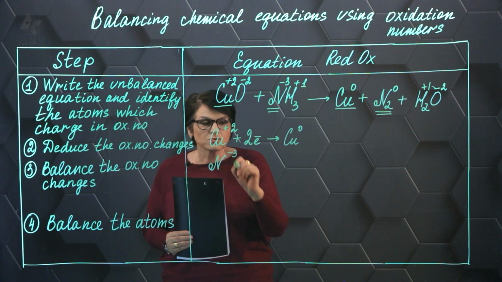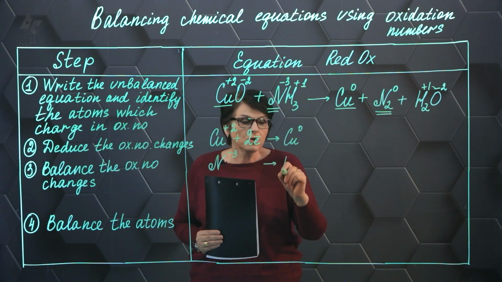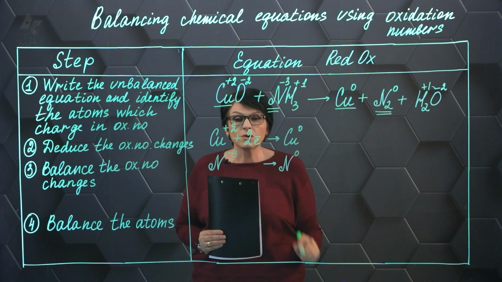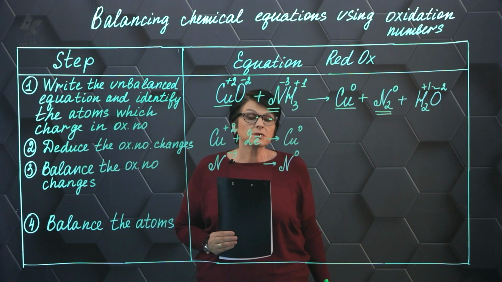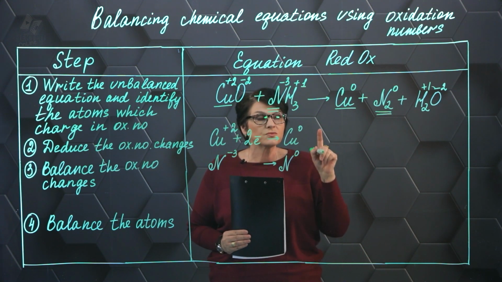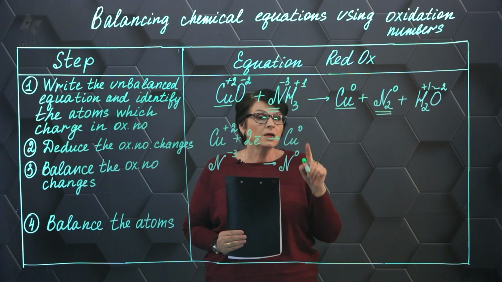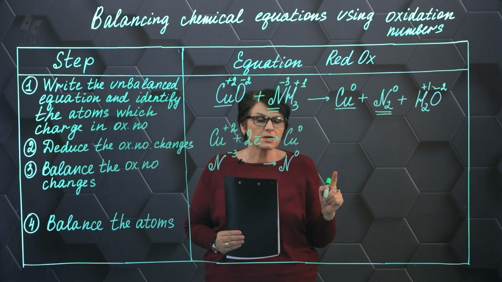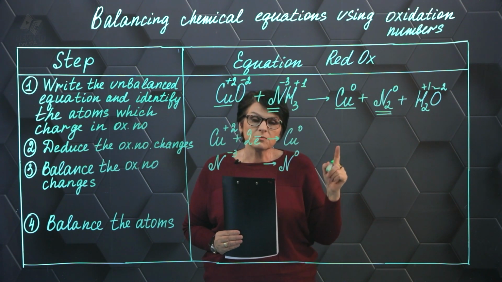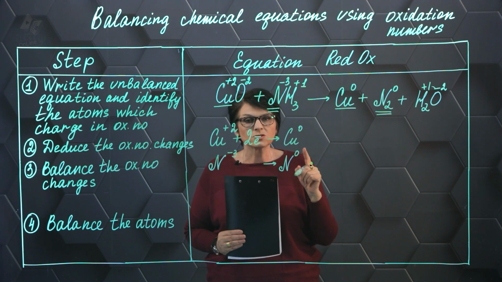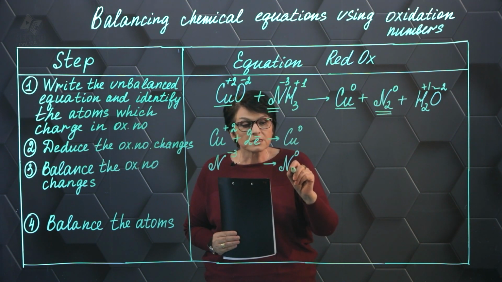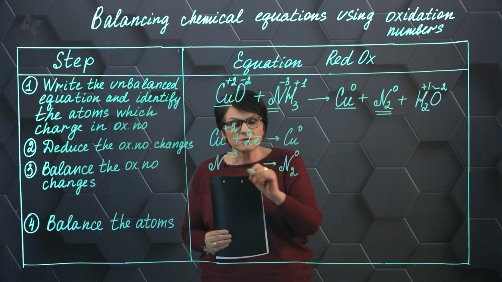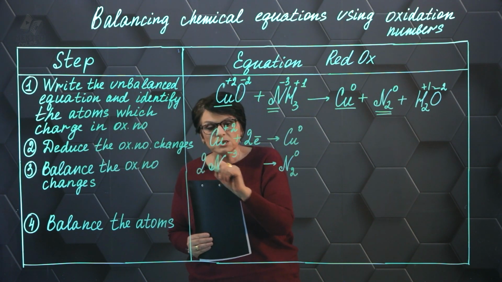Now, the second element that changes is nitrogen. It's gone from -3 to nitrogen with a charge of 0. But now let's see, nitrogen has an index 2. This index is always present in these simple substances. I will remind you there are several such molecules, and nitrogen belongs to such molecules which are always written as simple substances with the index 2. Then I have to take that 2 into account, put it here, and here too.